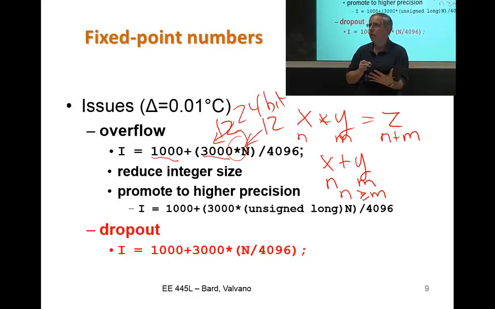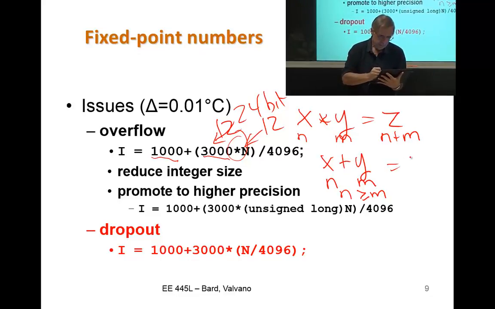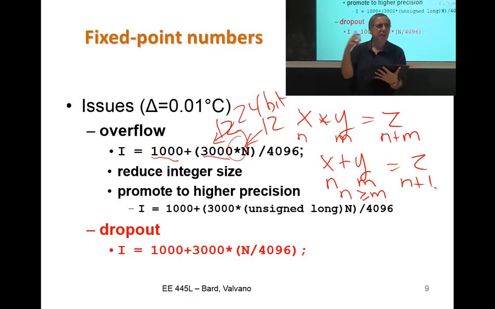If they're equal, it's n plus 1. But if they're not equal, it's still n plus 1. I'm going to get one more bit than the bigger one. That's theoretically what happens. So now I can look at, well, I should have done the divide.